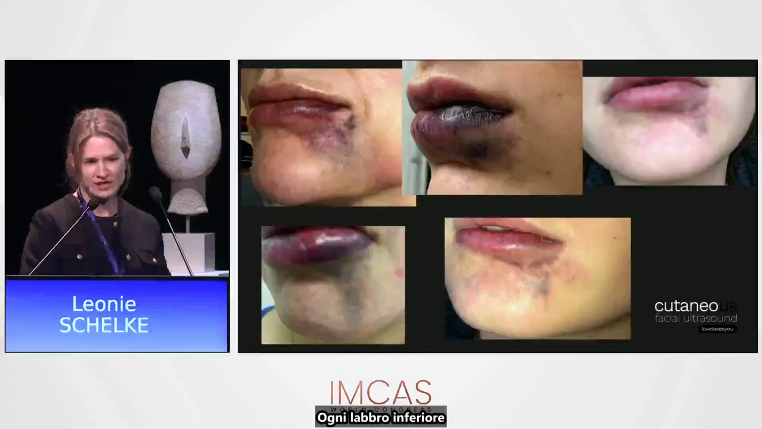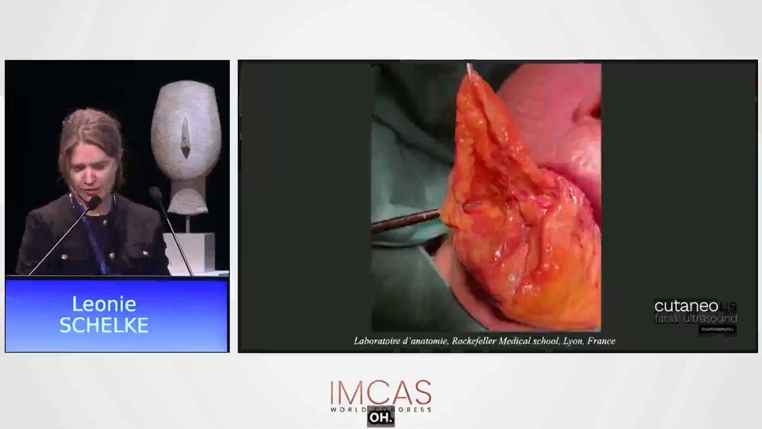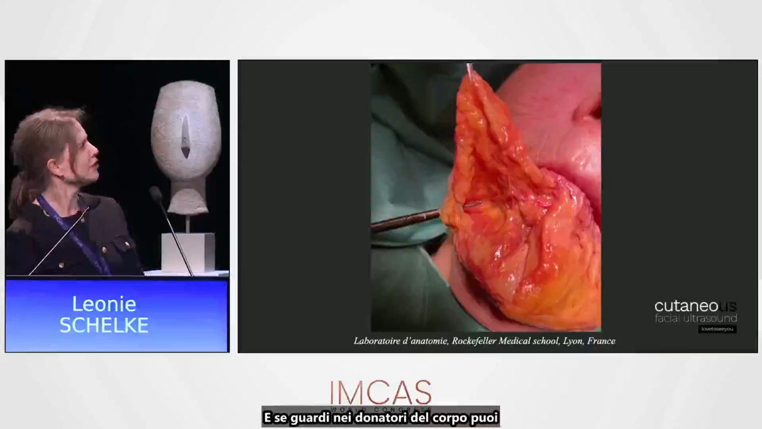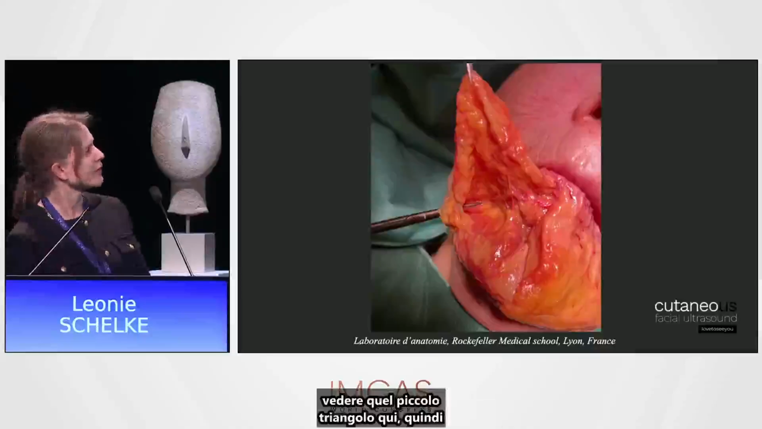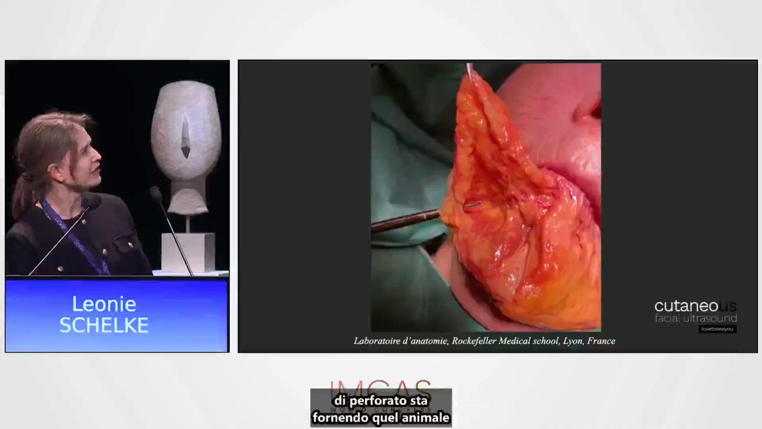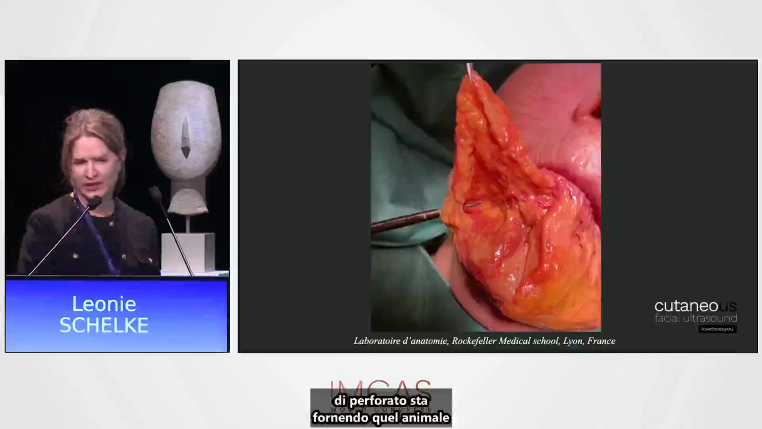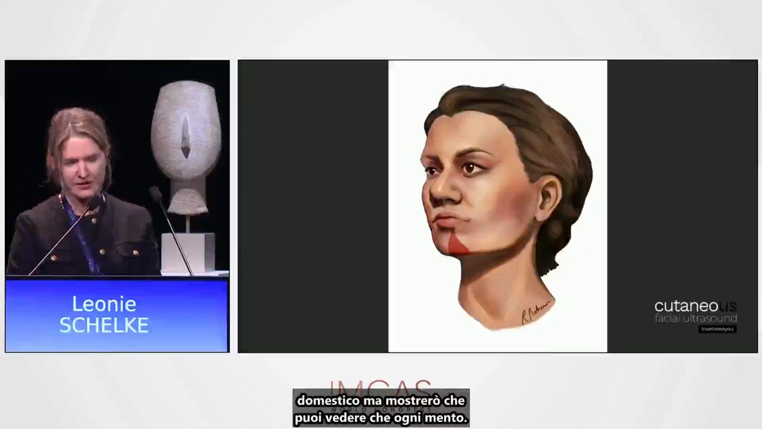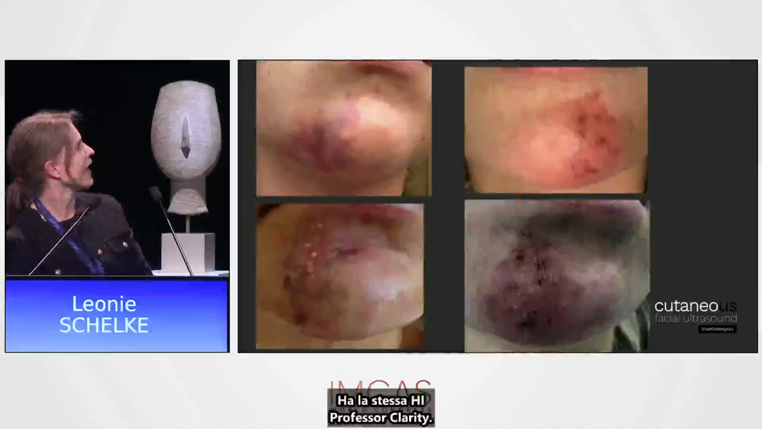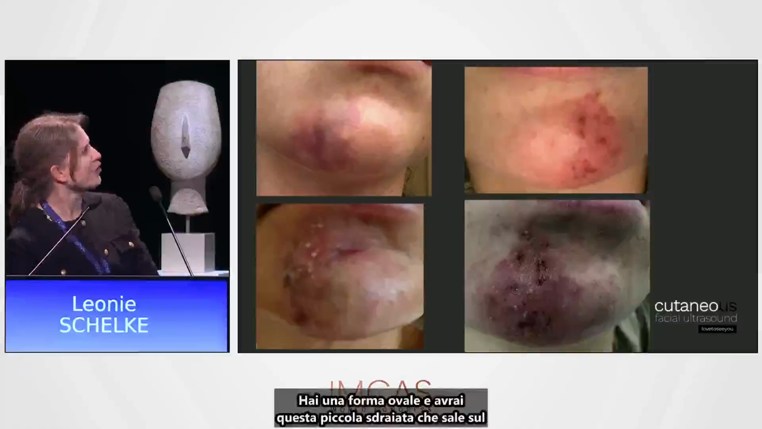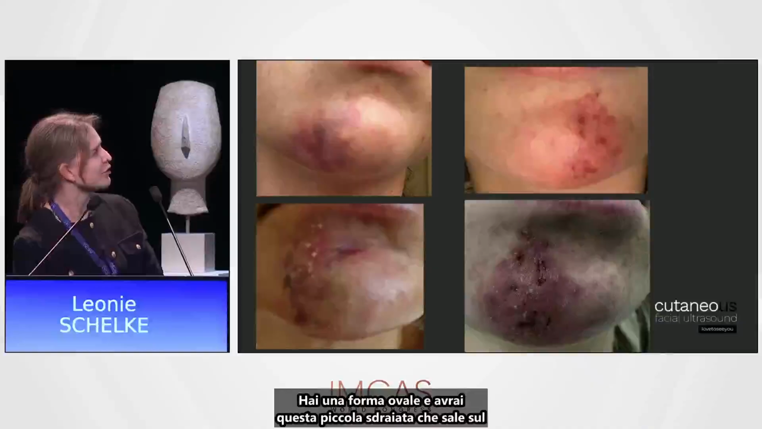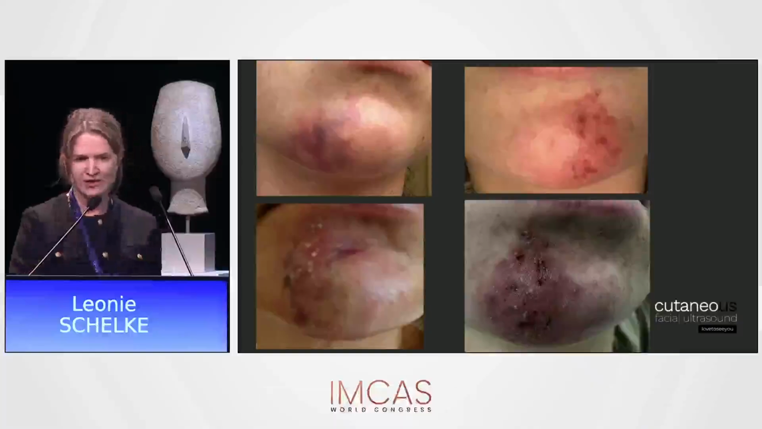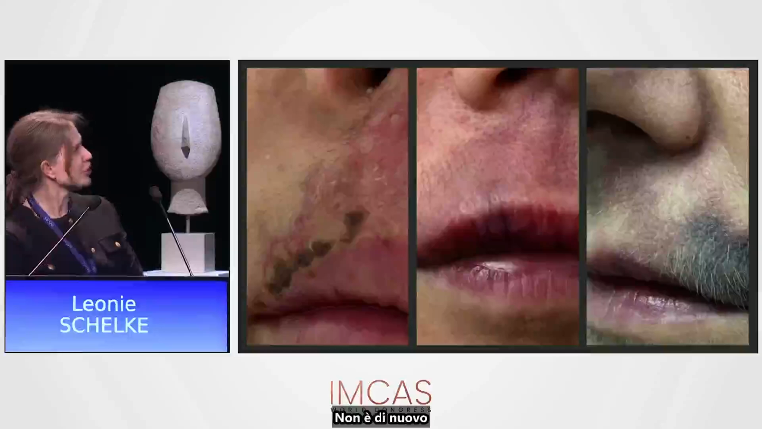Every lower lip has the same triangle. And if you look in body donors, you can see that little triangle here. So we have the artery, and that little triangle of perforators is supplying that fat pad. But also, you can see that every chin has the same hypervascularity. You have an oval shape, and you have this little line going up to the lower lip, and you can see that back if you look in body donors. It reflects the perforators. It is not your problem area.